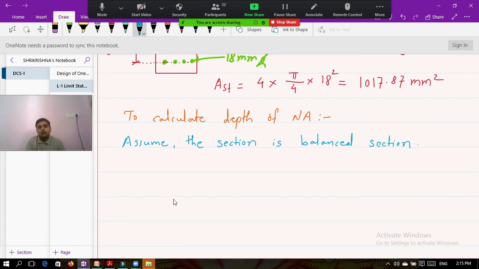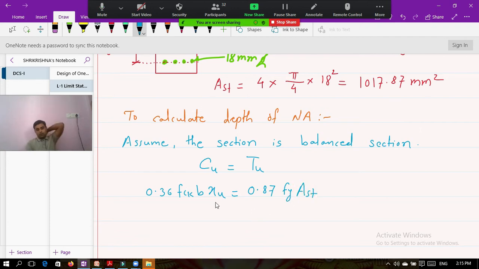Okay, what we have assumed is a balanced section. Now if the section is balanced, we can equate Cu is equal to Tu. So what is the value of Cu then? 0.36 fck b into Xu must be equal to, what is the value of Tu? 0.87 fy Ast. This is the value of T.